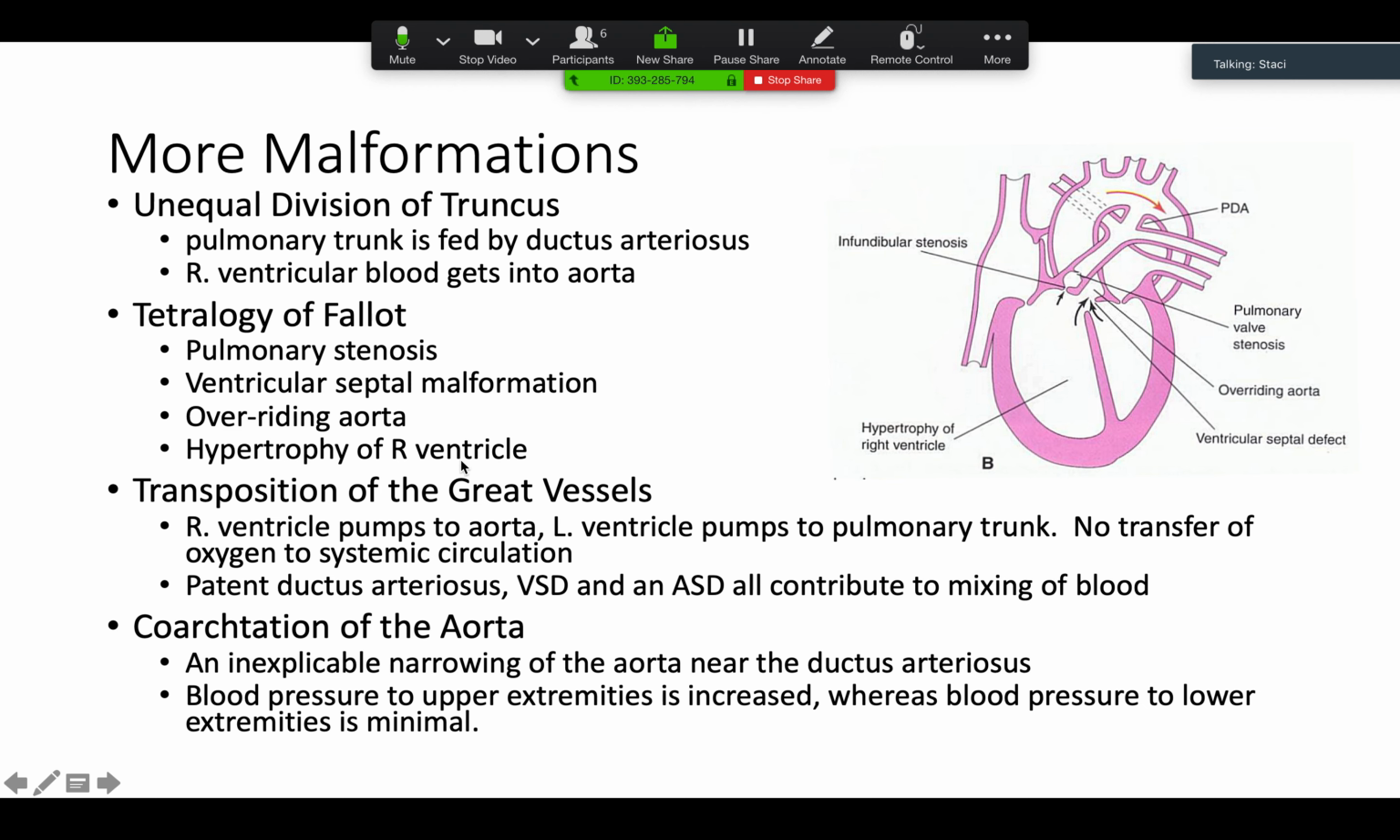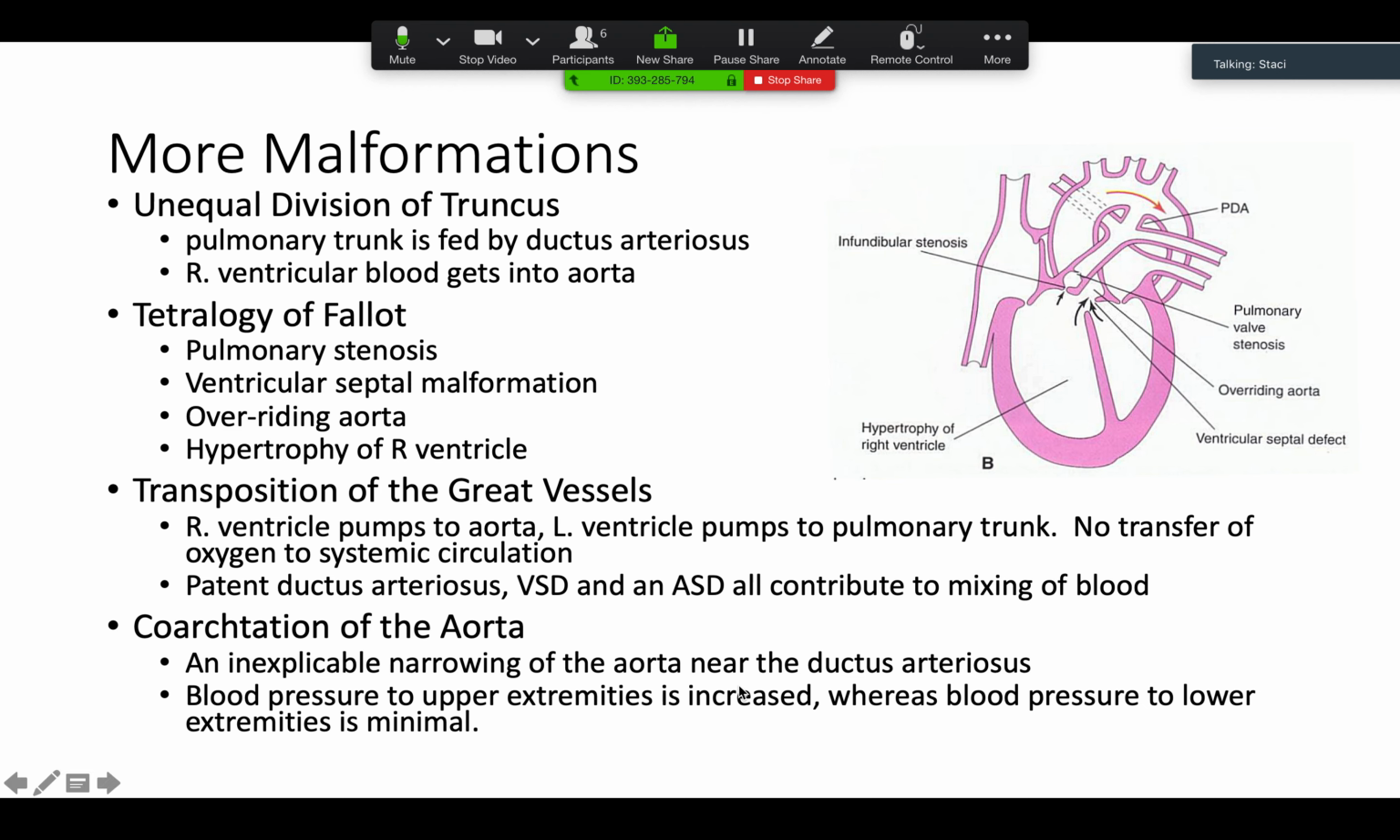And then we have transposition of the great vessels. So it's like they flip-flop, and so the right ventricle is going to pump into the aorta, and the left ventricle is going to pump into the pulmonary trunk. So there's not going to be any oxygen transfer to the systemic circulation. There'll be a patent ductus arteriosus, and all of this is going to contribute to the mixing of blood.